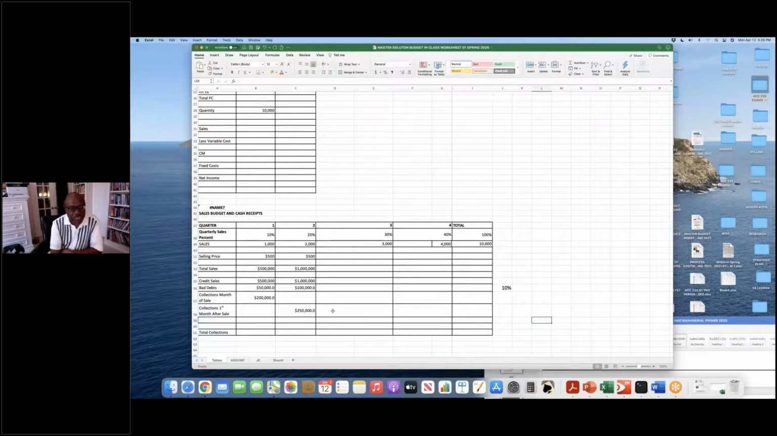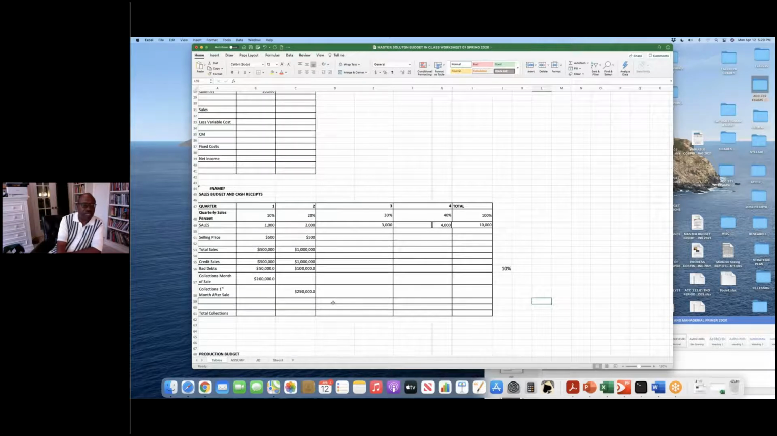Okay, let's look at your collections in the second quarter. So if you sold $1 million, you're going to get how much of that? 100,000. You're going to get 40%. And you got that other 250 from the first quarter. So what's your total quarterly collections for the second quarter? Would it be 600? Yeah, 650,000.